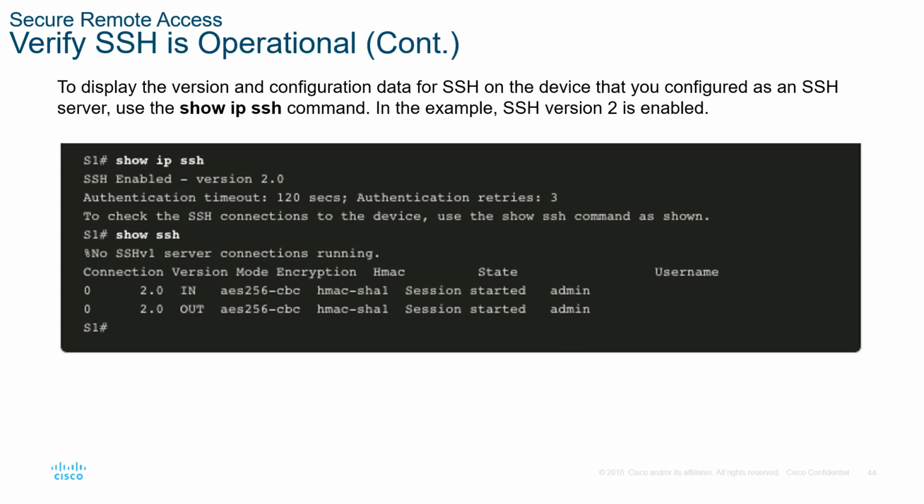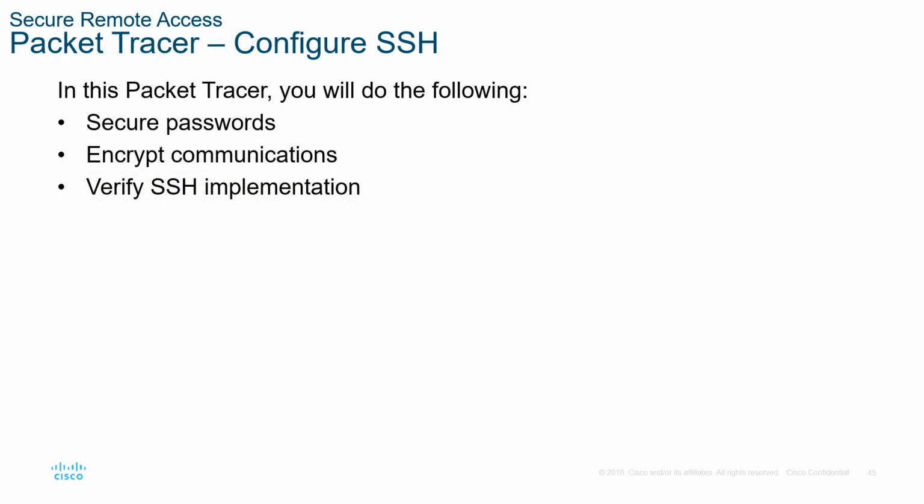On the device, we can also do a show ip ssh, and that will actually show us the connections. Show ip ssh will show the SSH version. Show ssh will actually show the connections. Again, here's the lab that we'll be doing. We'll be setting up a secure password, encrypting communication, and then verifying SSH.